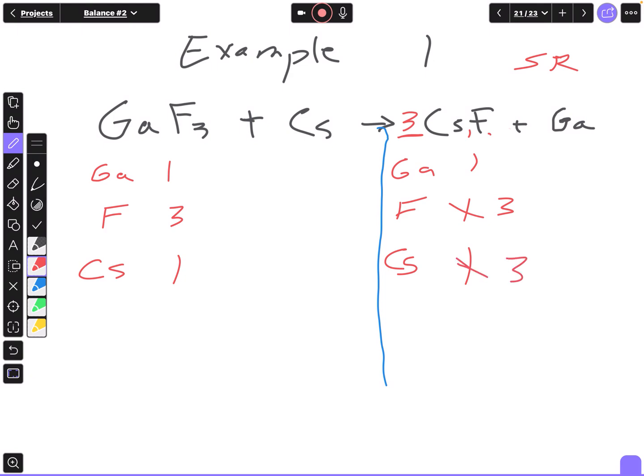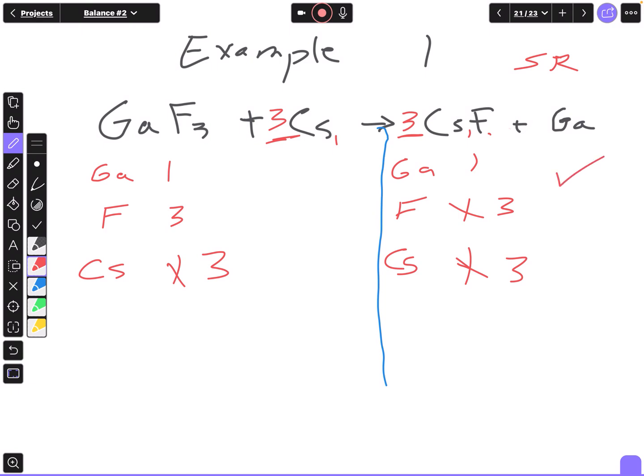So I look, it's not balanced. My cesiums are not balanced. So let's go back over to the left. I can only add a number here. I need 3 total, so I'd have to add a 3 here, because 3 times 1 gives me 3. And then I check. Gallium's 1, 1. Fluorine's 3, 3. Cesium's 3, 3.